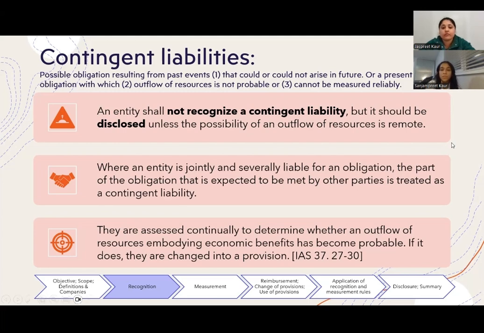So let's say a company had a legal case going on against them, and if the lawyer stated that there was more than 50% chance of the company losing the case, then it would be a provision. However, if the lawyer said that the chance of losing was less than 50%, or we couldn't come up with a reliable estimate of what the company would have to pay if they lose, we should report a contingent liability in the notes of the financial statements. Can we have the next slide?